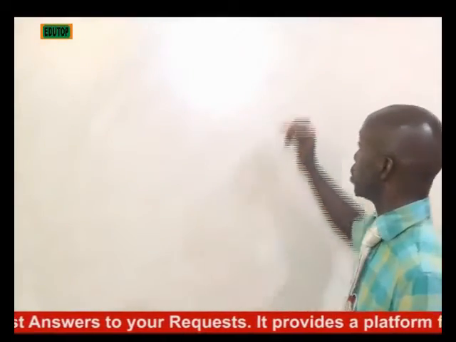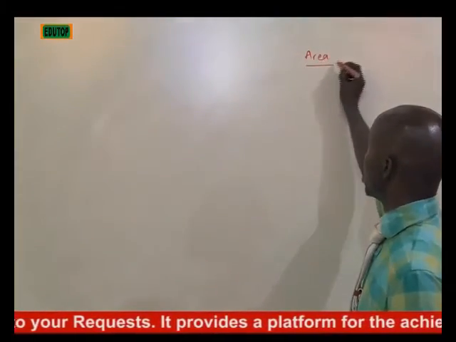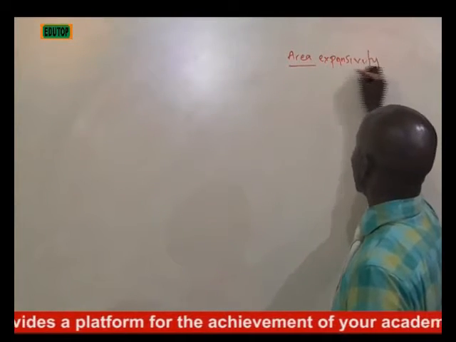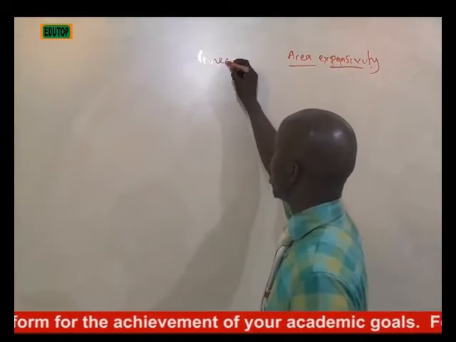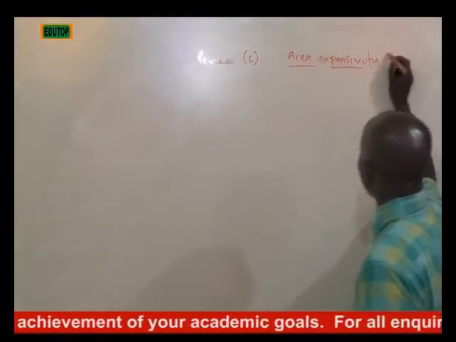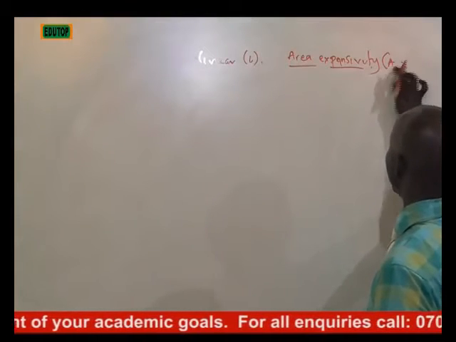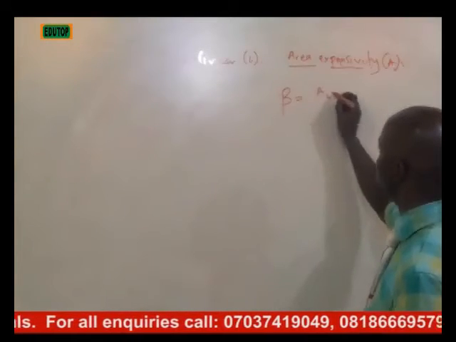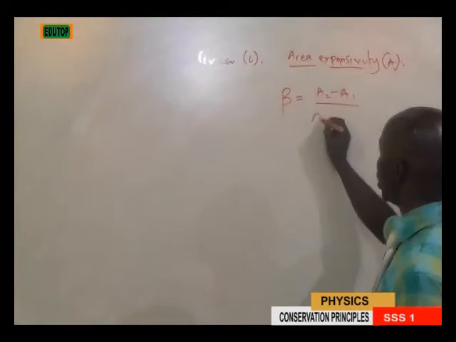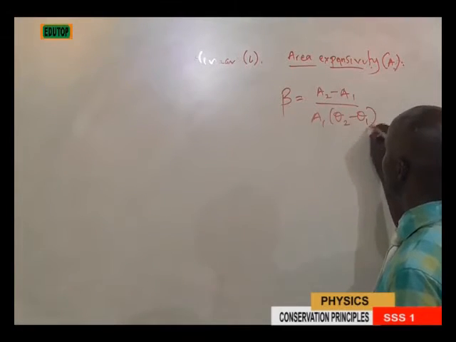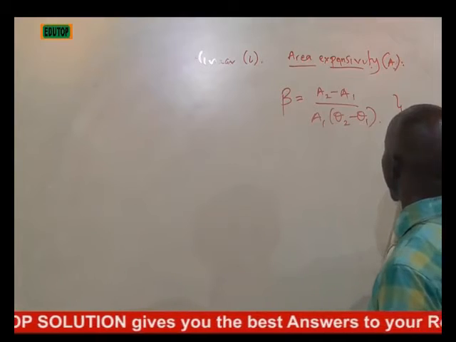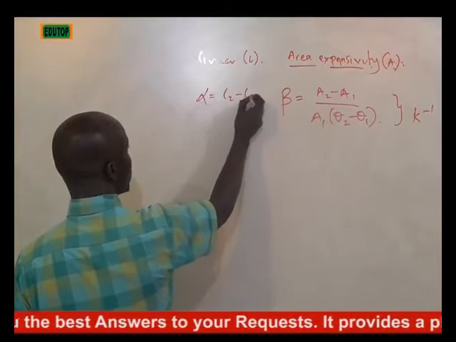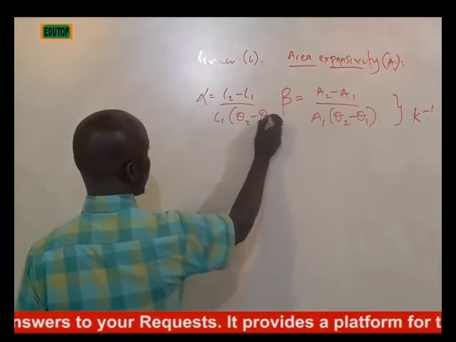So let's go to another one, area expansivity. Remember, for linear, we talked about length. For area, we're talking about area, as in your A. So area expansivity is represented with beta. Beta is A2 minus A1, almost the same thing, all over A1 into θ2 minus θ1. Still measured in per Kelvin. So linear gives us alpha, which is L2 minus L1 over L1 into θ2 minus θ1.